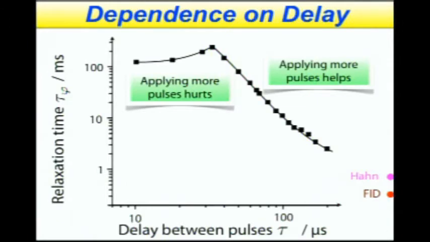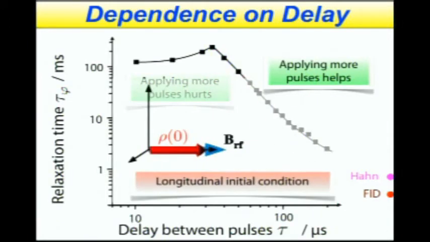There's one other problem with this. All these data were taken with one specific initial condition, namely the spins, these were nuclear spins again, were aligned with the direction of the rotation axis around which you apply the refocusing pulse. I call this longitudinal initial condition.